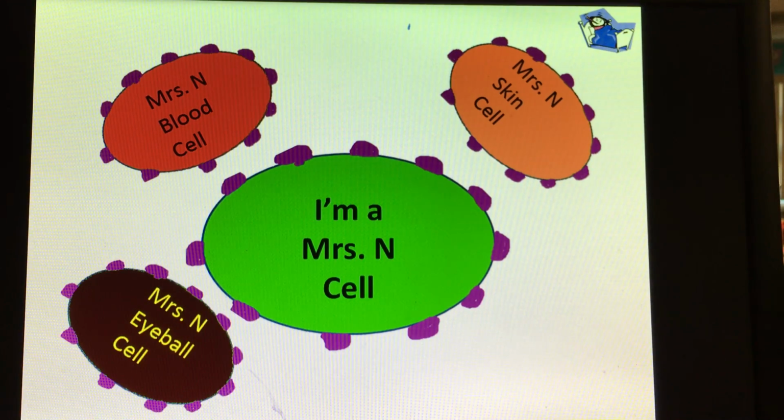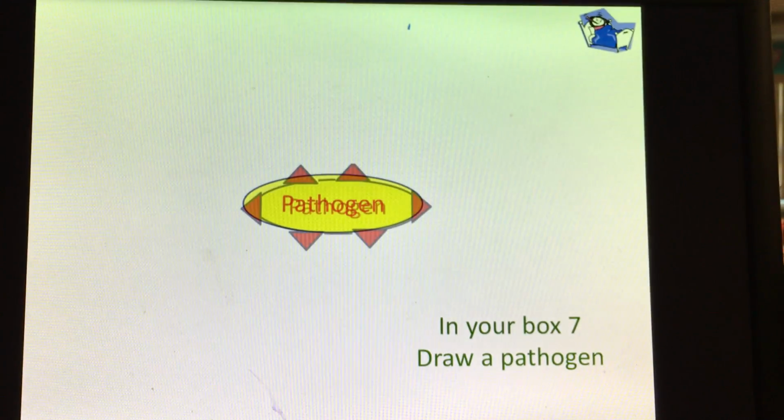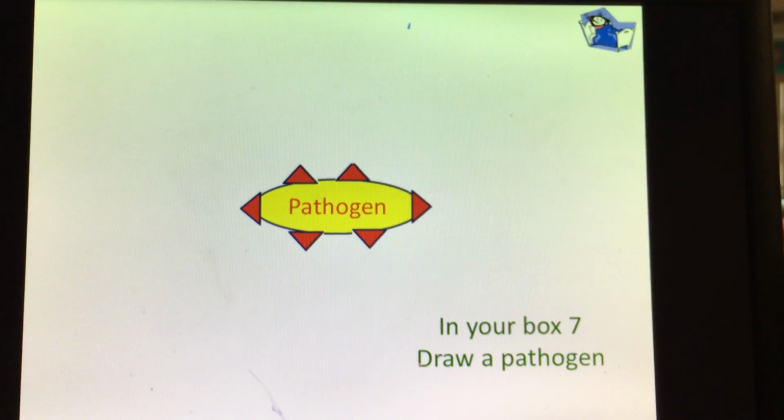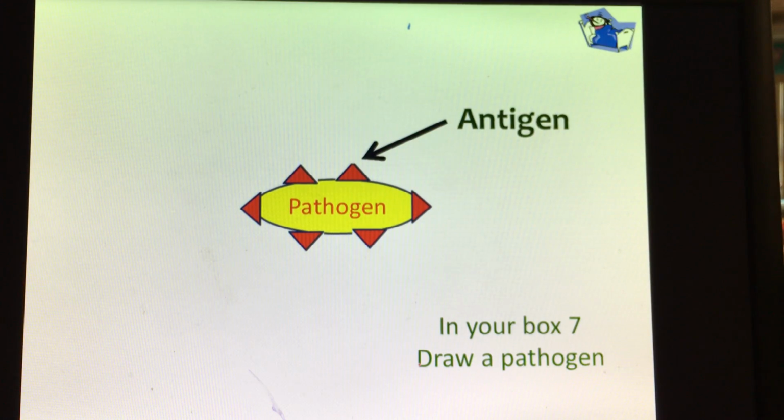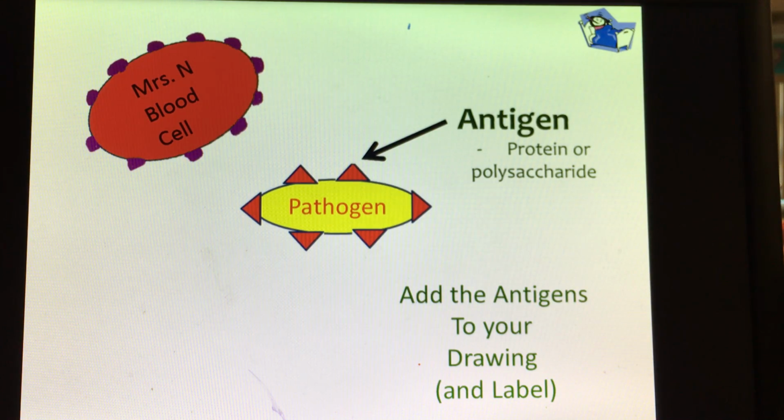So this is important because when we get exposed to pathogens, the molecules on the surface of a pathogen are going to be different than the surface markers on my cells in my body. So you can see here this pathogen's identity markers are different than mine, which makes it easier for my immune system to recognize it as a foreign invader.